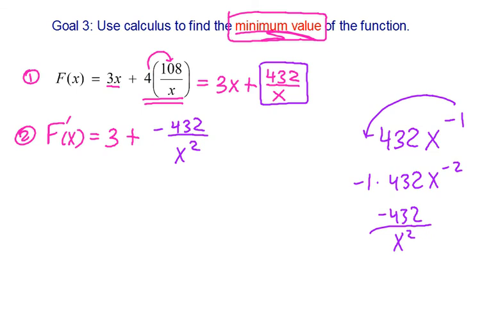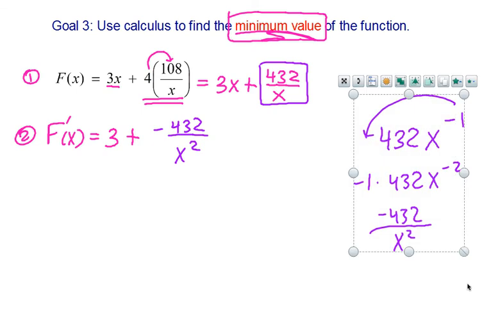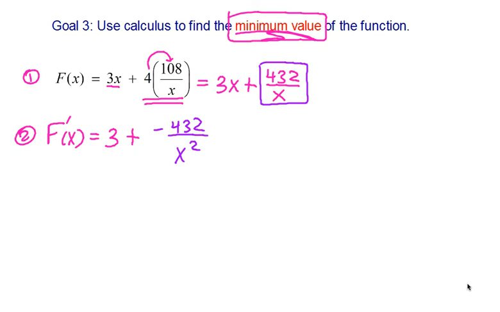I'll clean up my scratch work right here. When you get good, you can do that mentally. And here's an expression for the derivative. So what's next? Well, what can we learn from the derivative? If we can figure out where it's 0, we might be able to locate that minimum point. So let's set the derivative to 0 and then solve the resulting equation.